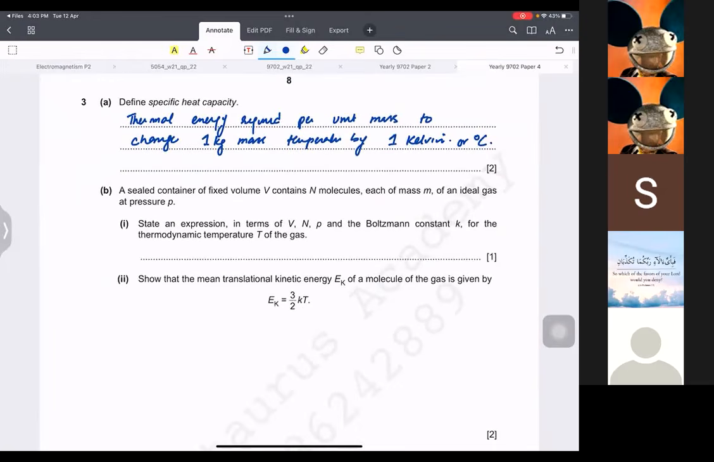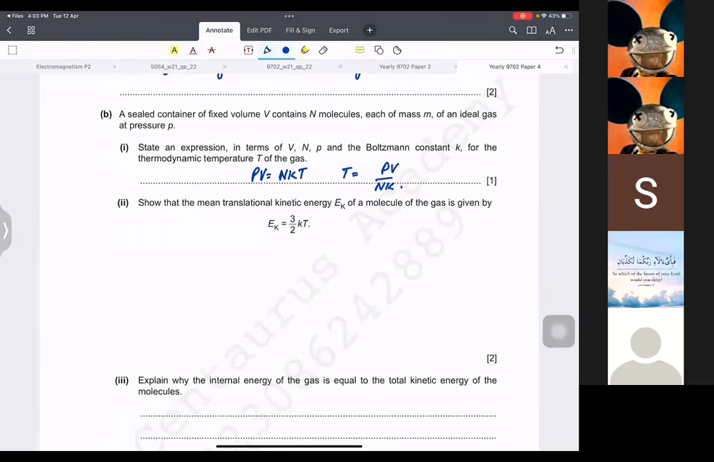Now, a sealed container, okay, whatever. State an expression for PV and Boltzmann constant. PV equals NkT. So that should be your answer. For the thermodynamic temperature, okay, so T should be the subject. Then it says show that the mean translational kinetic energy is given by this.